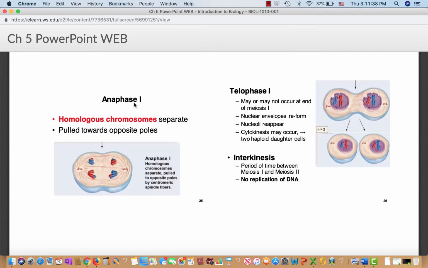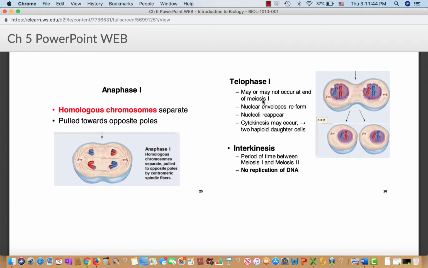Okay, during anaphase 1, your homologous chromosomes separate and pull towards opposite poles. Telophase 1 may or may not occur at the end of meiosis 1. The nuclear envelope reforms and nucleoli reappear.